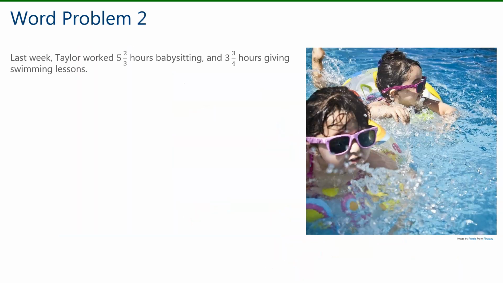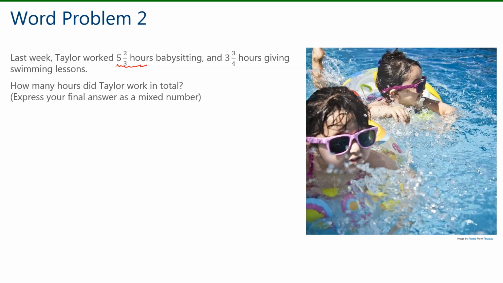Our second problem here. Last week, Taylor worked 5 2/3 hours babysitting and 3 3/4 hours giving swimming lessons. How many hours did Taylor work in total? And express your final answer as a mixed number. Key pieces of information here. Well, the hours that she spent babysitting, the hours that she spent giving swimming lessons. And in determining what operation to use, in total. As soon as I see that, I'm thinking addition. So we need to add those two mixed numbers, 5 2/3 plus 3 3/4.